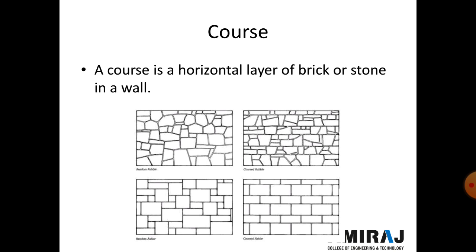Next is a course. A course is a horizontal layer of brick or stone in a wall. See this figure here, the number of layers is seen. All the layers of brick or stone used in a wall, put one above the another, prepare a masonry work. So it's called a course.